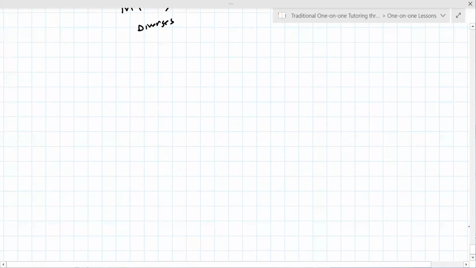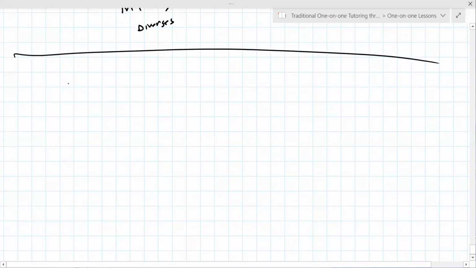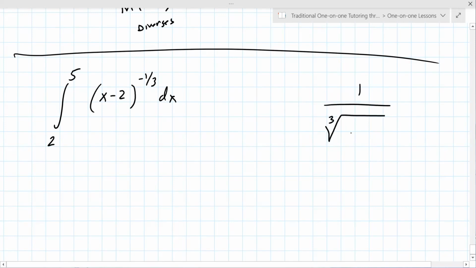And then the other one is the integral from 2 to 5 of x minus 2 to the negative 1/3. The issue is at 2, because another way to write this is 1 over the cube root of x minus 2. So when x is 2, you get 1 over the cube root of 0, and that's obviously a problem. So that's why it's an improper integral.